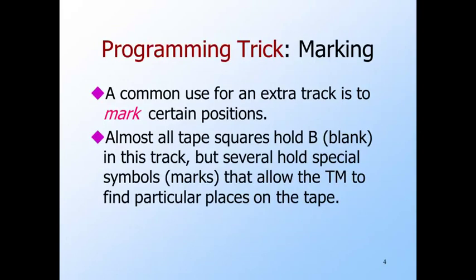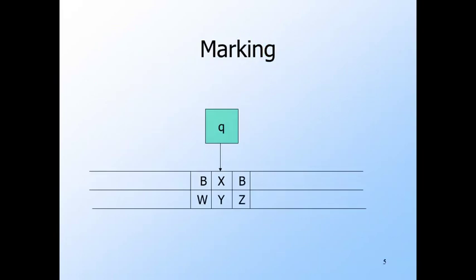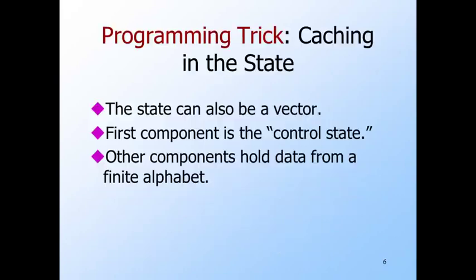A good use of the idea of tracks is to use one track for data and another track for marks. In the marking track, almost all the tape squares have a blank value, but one or more have special symbols, the marks, that indicate a place on the tape that the Turing machine needs to find later. Here's an example. The bottom track holds the data and the top track is the marking track. This symbol xy represents a marked y. And these symbols are unmarked w and z respectively.